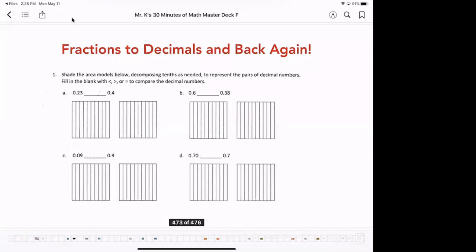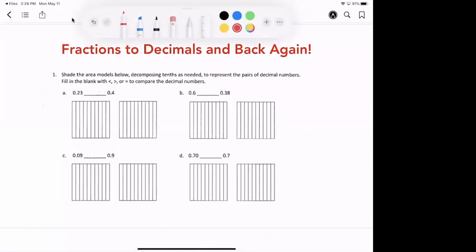but really, after we shade, the question is, which is greater, is the first one greater than, less than, or equal to? So go ahead and take a second. I'm gonna do the shading while you're working, and go ahead and tell me, you can type in less than, greater than, or equal to for A, B, C, and D. Go ahead.